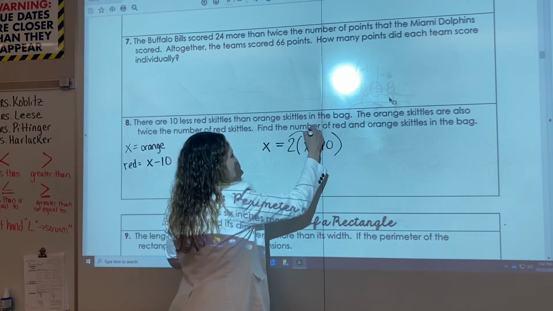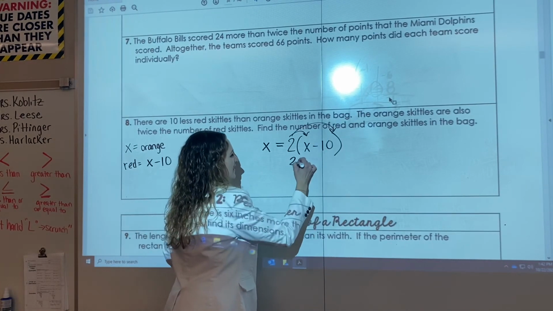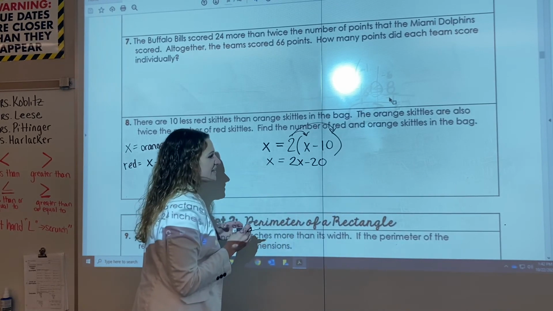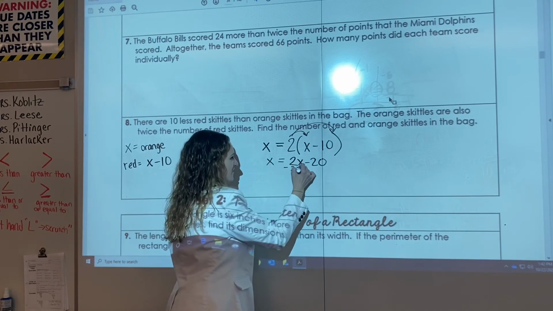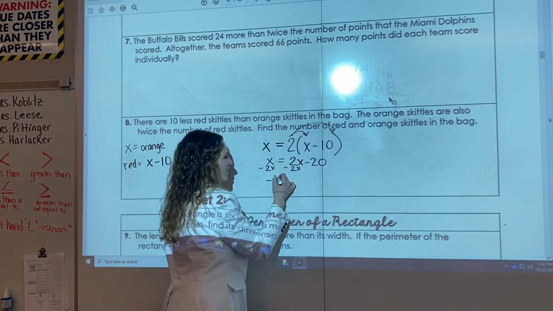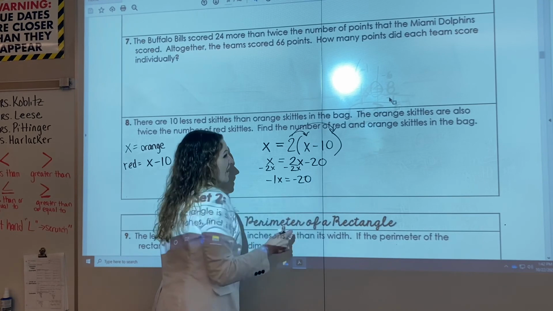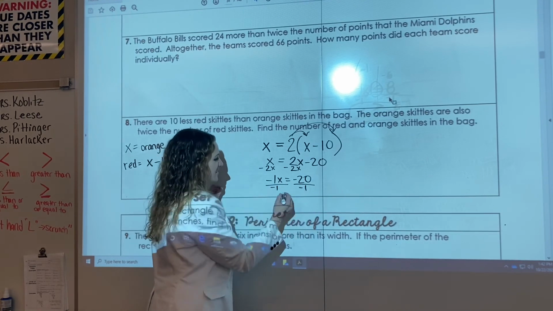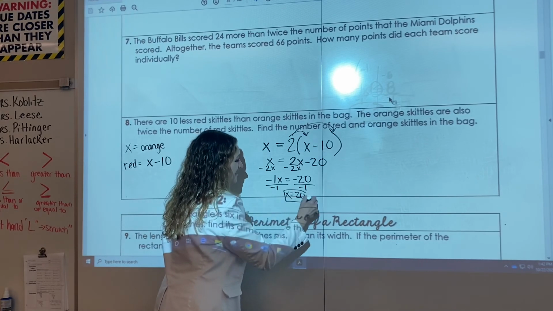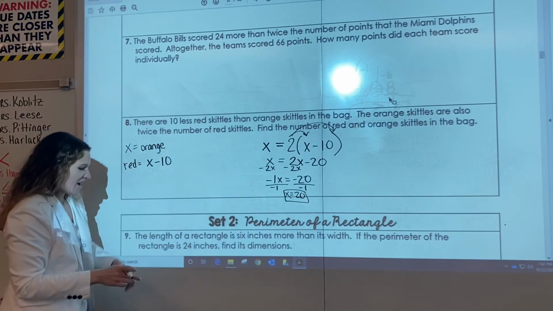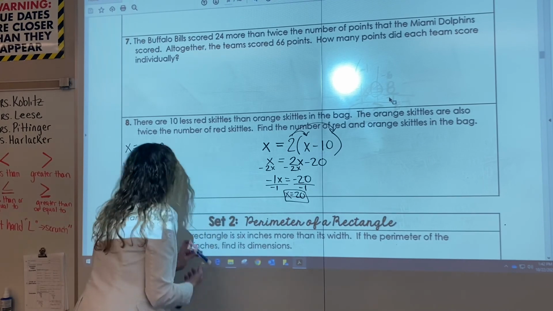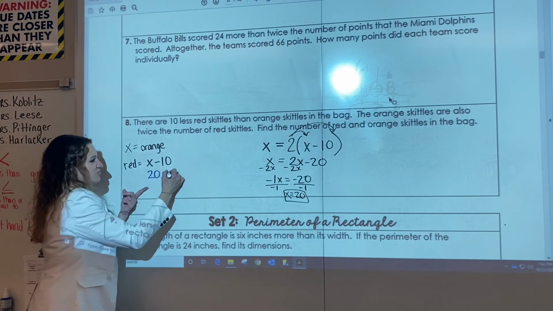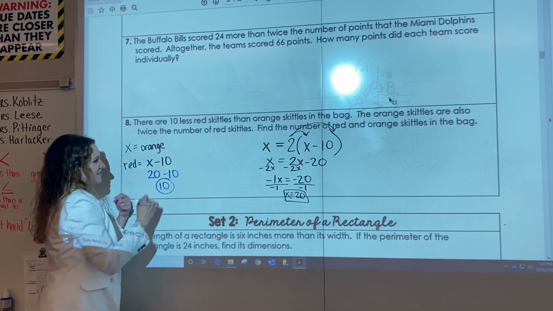So let's solve. We'll distribute, get 2x minus 20. I'm going to bring down my equal sign, bring down my x. Next, I need to subtract 2x on both sides, leaving me negative 1x equals negative 20, and good. I'm going to divide by a negative 1 because I know I can't have negative Skittles. X equals 20. That only gives me one of my numbers though. I need to take that number and plug it right back in. So I'm going to put 20 in here for my orange Skittles and subtract 10, which would simplify to 10.